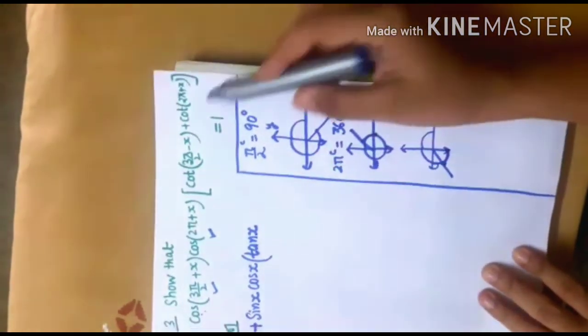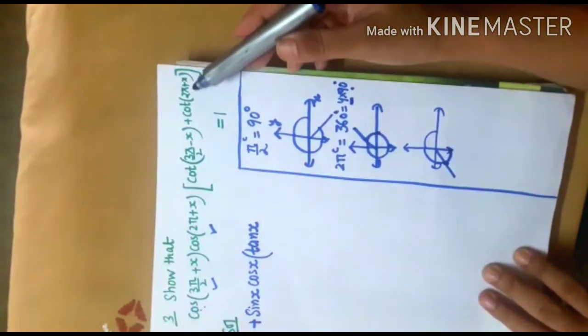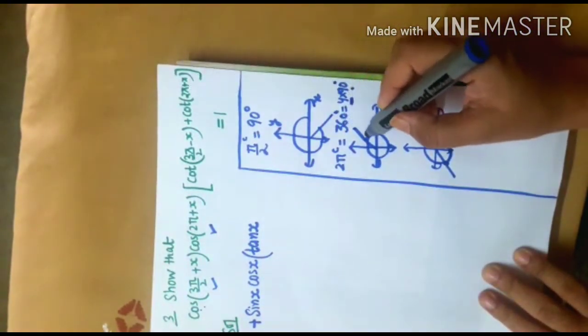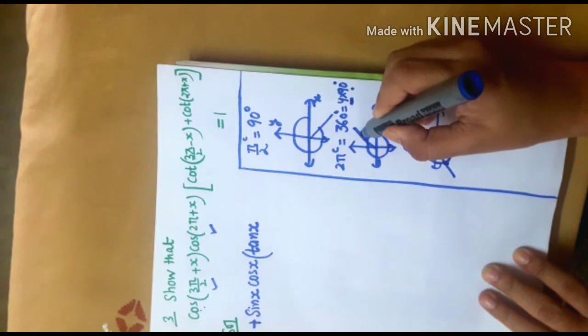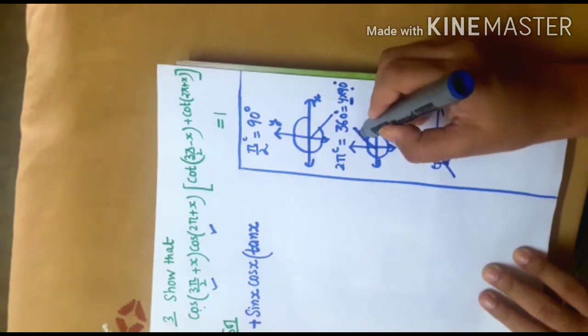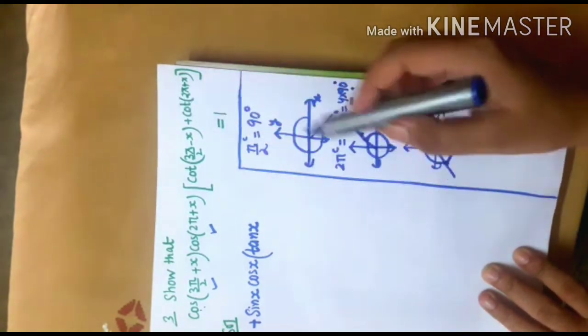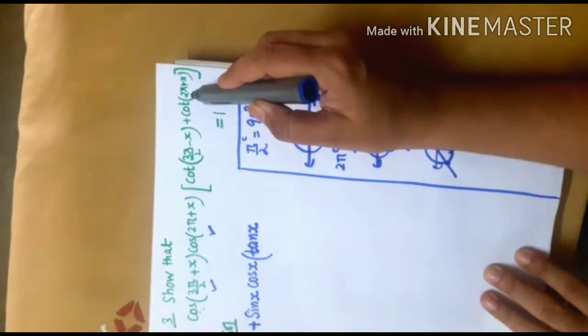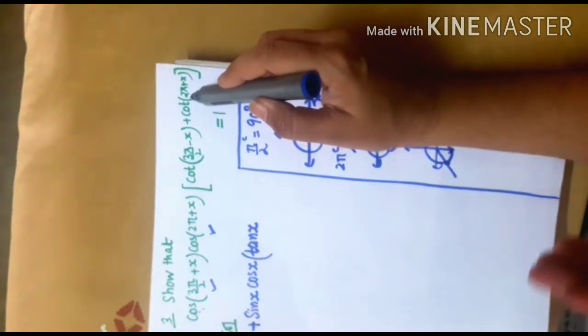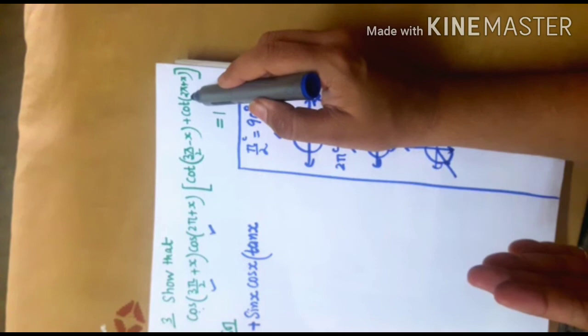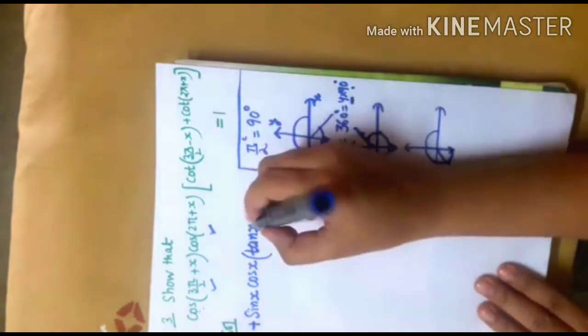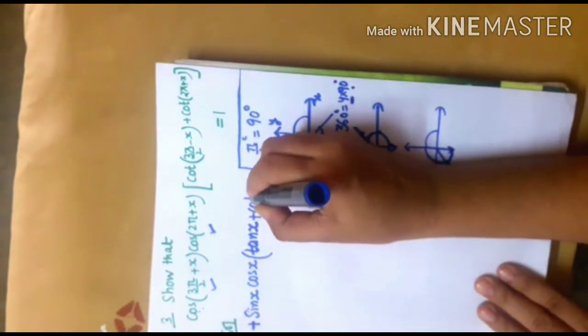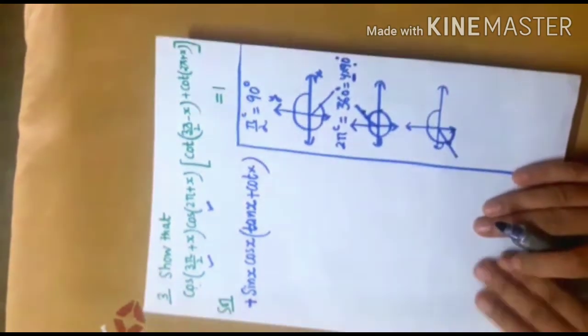Here also 2 pi plus x. 2 pi means 360 degrees. So I will land in the first quadrant, right? In the first quadrant, cot is positive, and again 2 pi means 360 degrees. So it will be 4 into 90, and 4 is an even number, so the ratio will not change. So I'll get here cot x, right?